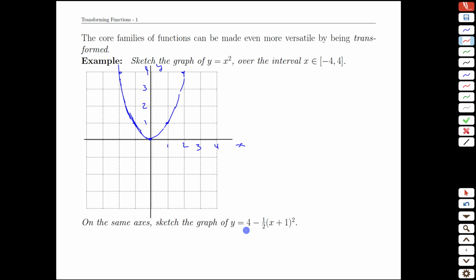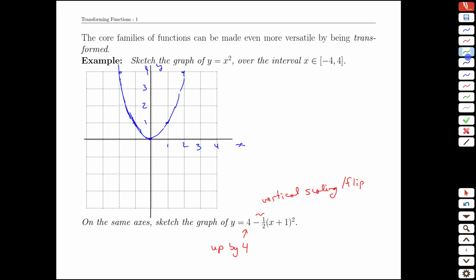Specifically, if we have a plus 4, that means we took all our y values and added 4 to them. That's a vertical shift up by 4. This minus a half multiplying the x squared is going to be a vertical scaling. And because of the negative sign, it's also going to have a vertical flip involved.